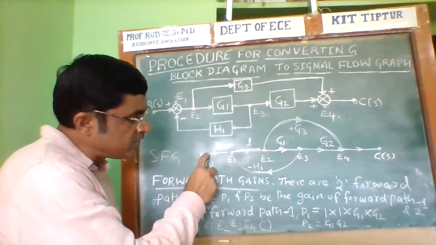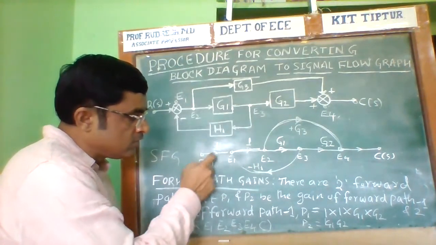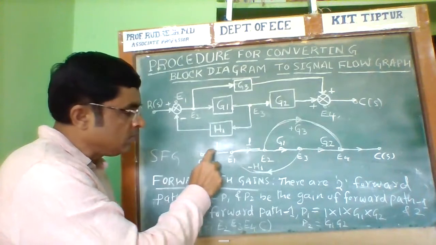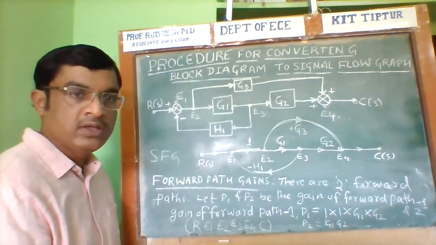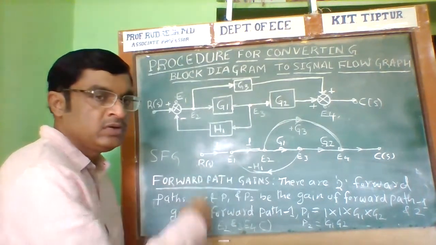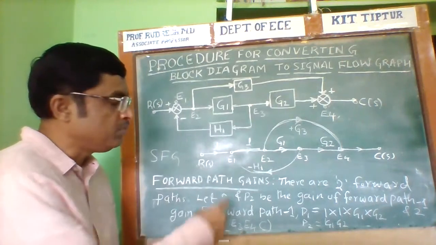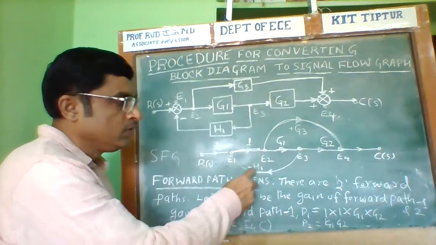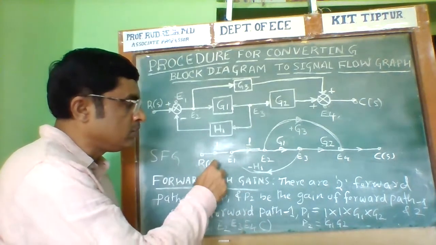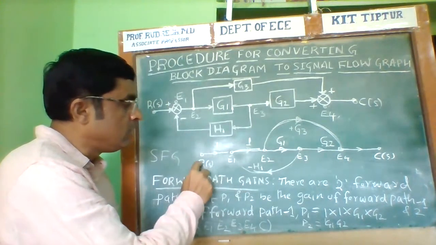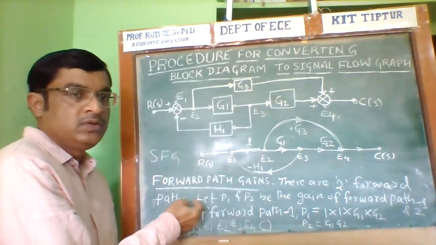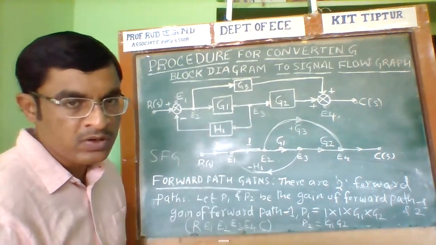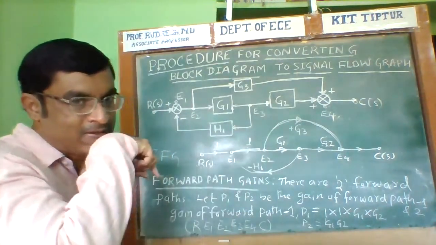When the signal passes through the branches between nodes, the corresponding gain gets multiplied. All that was explained in the previous sessions. E2 is equal to 1 into E1. Similarly, E1 is equal to R into 1. And when the signal is passing through a branch, the corresponding gain is multiplied.